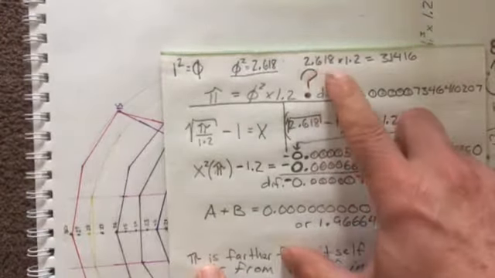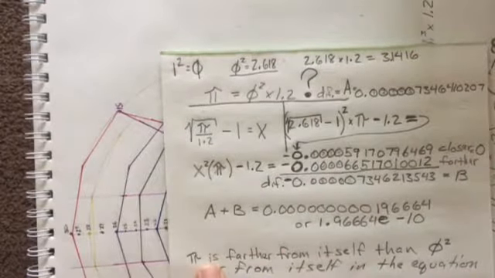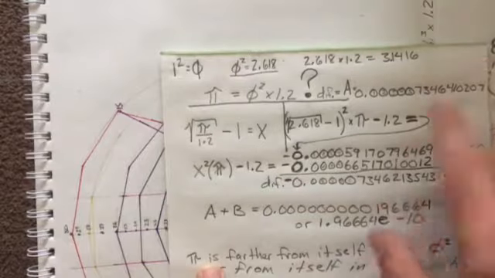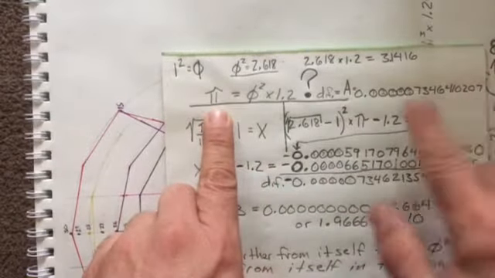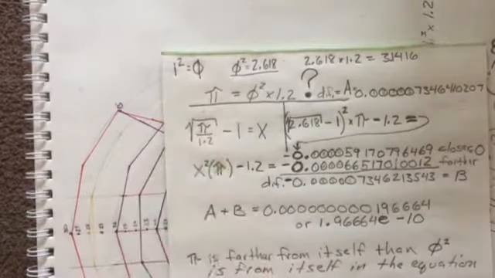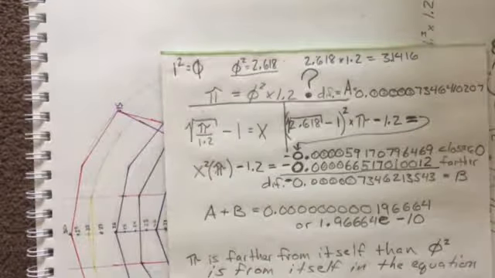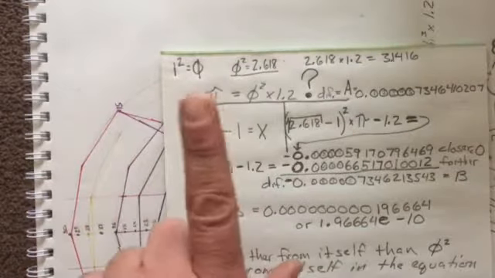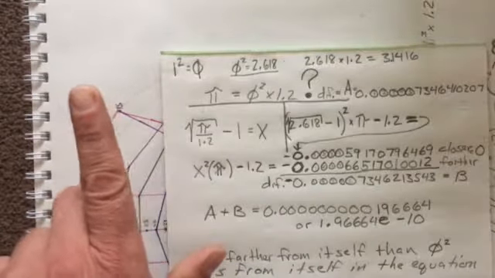Now if we do 2.618 times 1.2, we're going to get 3.1416. Now, minus pi from 3.1416, you have a difference of 7 millionths of a decimal, 73464100207. Now, let's just assume maybe, I thought maybe I just found another way of doing the golden ratio, the square root of 1.